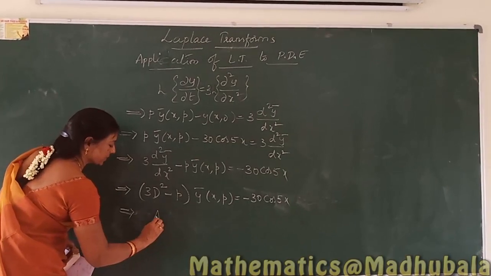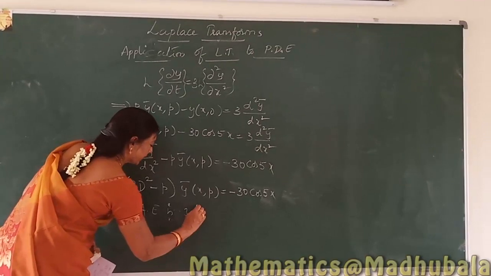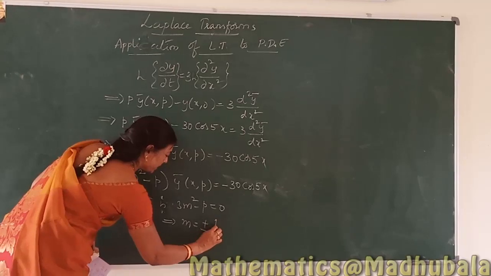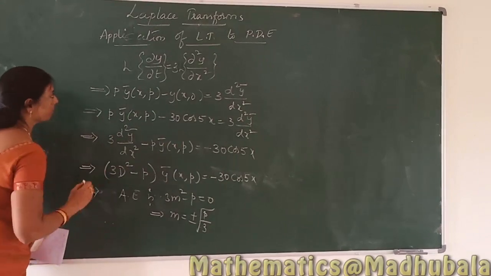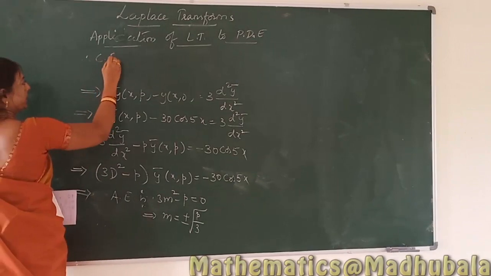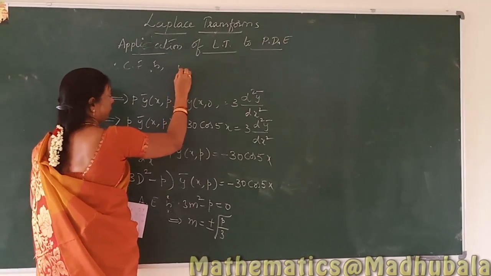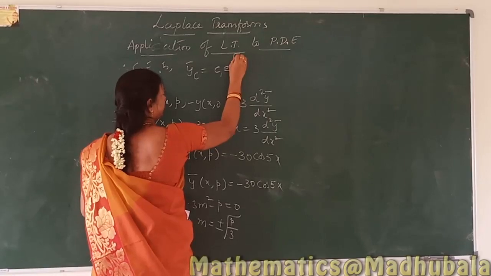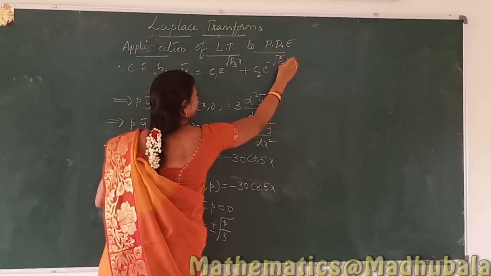So the auxiliary equation of this is 3m² minus p equal to 0, which gives us m equal to plus or minus root p by 3, and so the complementary function is ȳc equal to c1 e to the power of root p by 3 x plus c2 e to the power of minus root p by 3 x.